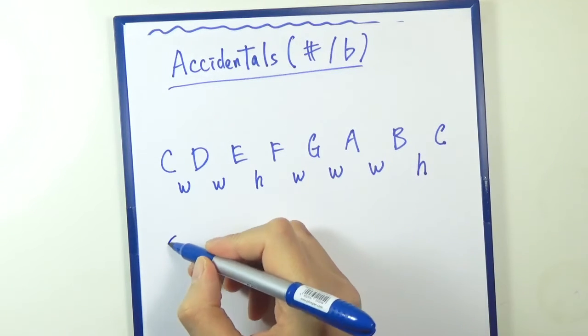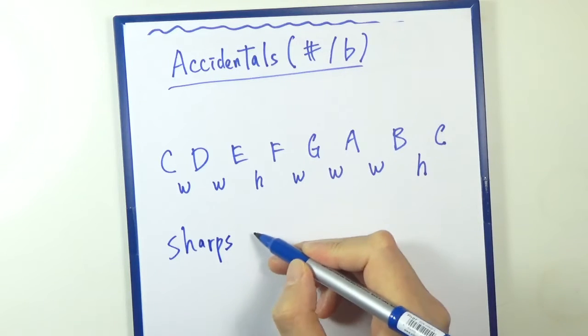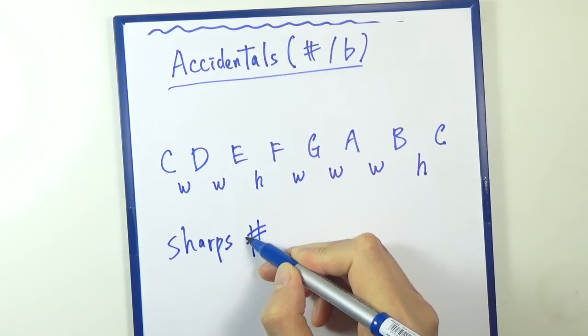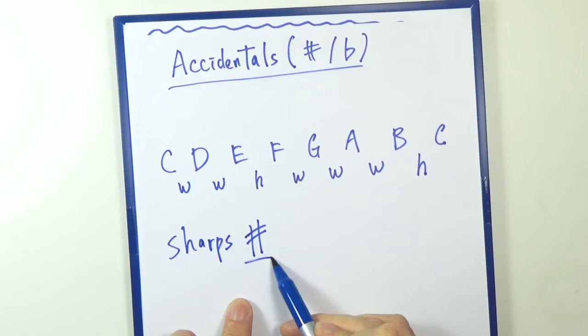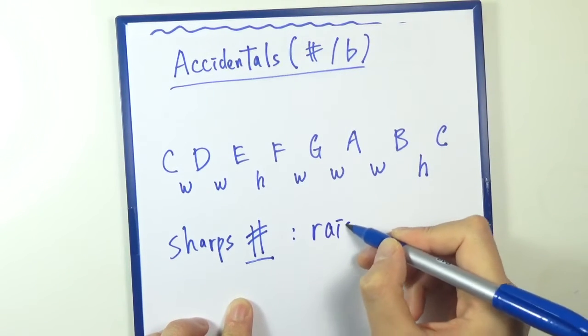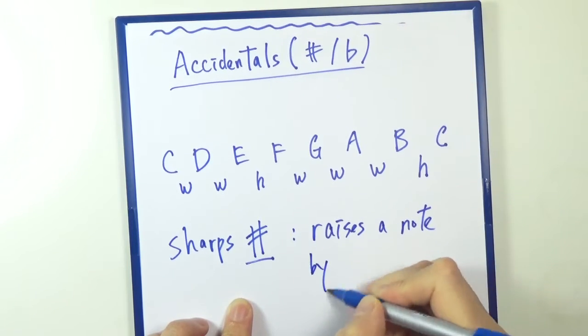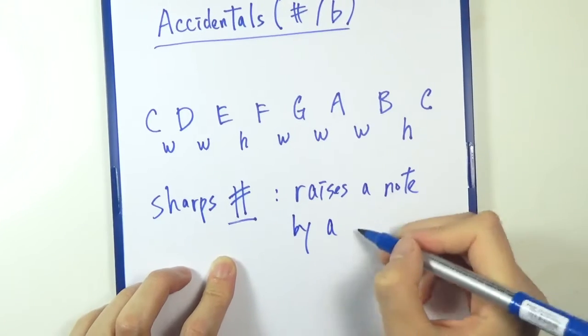Okay, so let's talk about sharps first. You represent sharp with this symbol here, and what it does is that it raises a note by a half step.